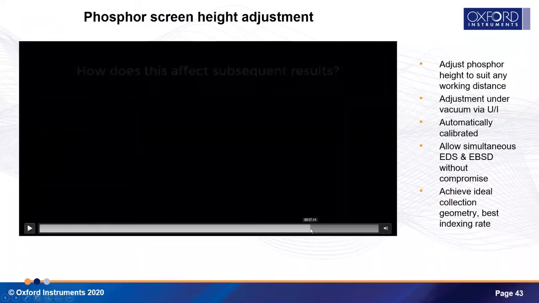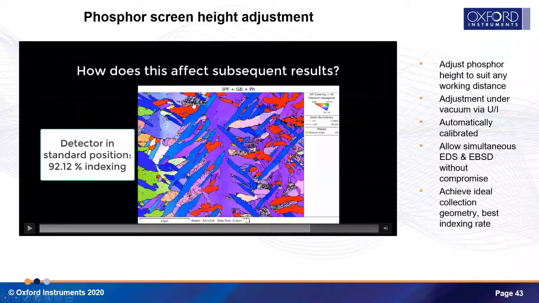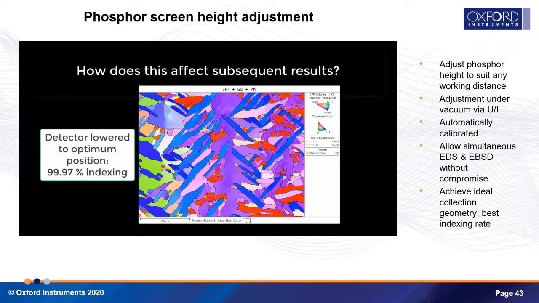If I move here to have a look at that, you can see that some regions have not indexed as well as they could have done. That's because the pattern was rather low on the screen. But when we move the phosphor screen so that it's in ideal collection geometry and you've got the pattern nicely centralized on the screen, then we can see that we get virtually 100% indexing rate.